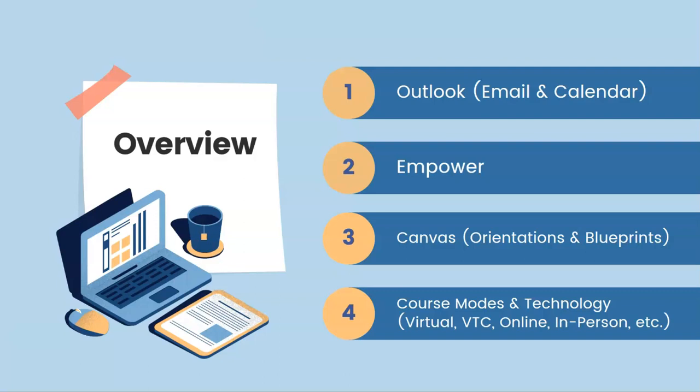First, we're going to take a look at Outlook, which is your NICC email and calendar. Second, we're going to take a look at Empower, which is our student information system. Third, Canvas, which includes our orientations, blueprints, as well as where your students' coursework may be in an online setting. And then four, we're going to take a look at course modalities and the technology used. This could be for virtual, VTC, online, or in-person courses.